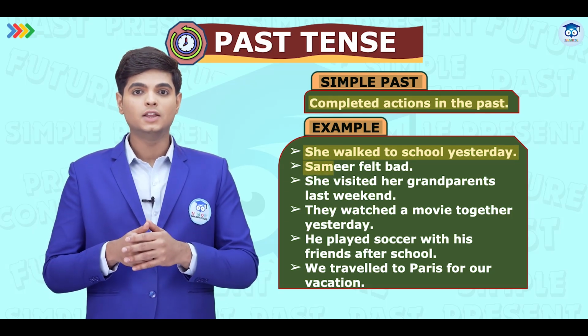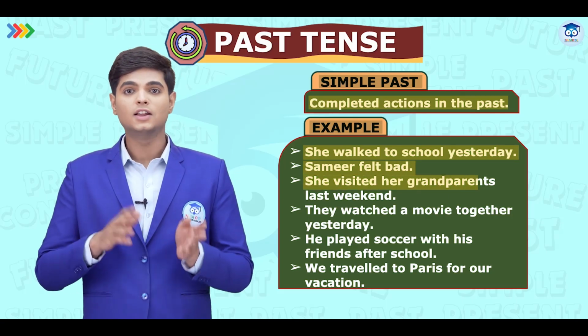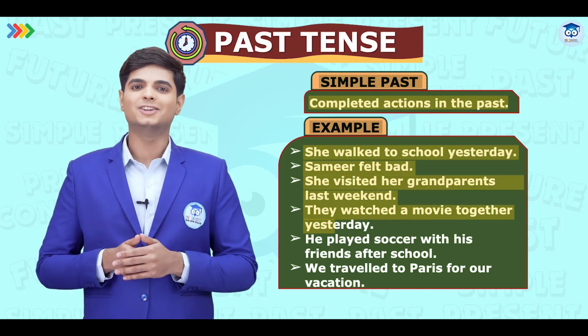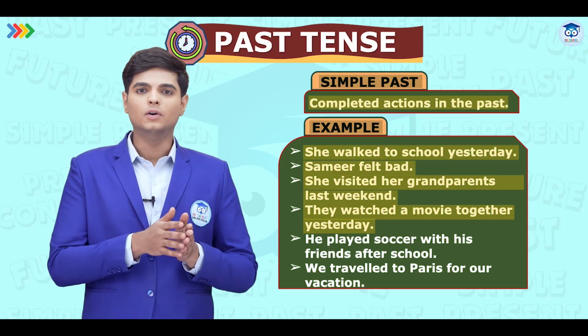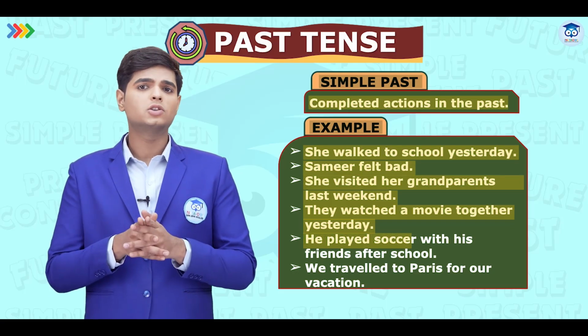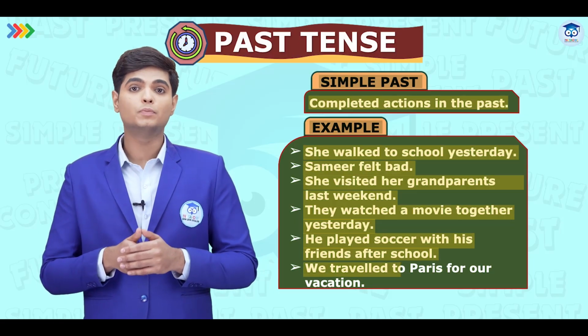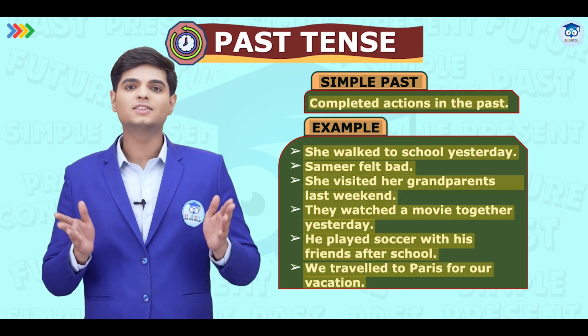Similarly, Sameer felt bad, or she visited her grandparents last weekend, or they watched a movie together yesterday. All these sentences describe things that are over. Even, he played soccer with his friends after school, and we traveled to Paris for a vacation. These sentences show finished past activities.